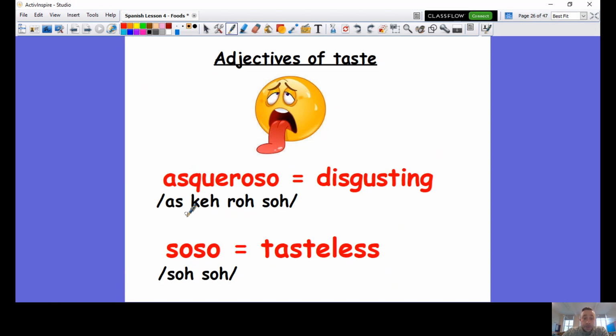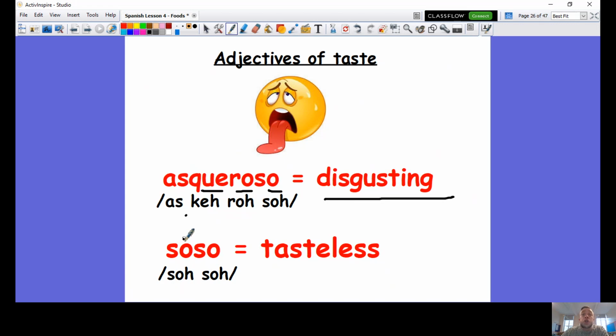Last week, we had this one. My turn, your turn. As. Asque. Asquero. Asqueroso. Let's put that one together. Asqueroso. And we know that means disgusting. But I also have a new one today. This is an easy one.